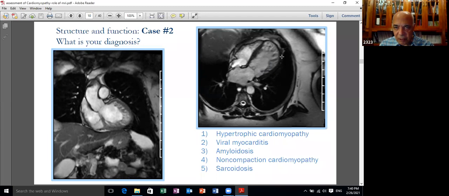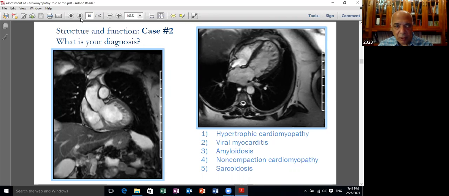Very prominent trabeculations. We know that non-compaction is nothing but a specific phenotype. It's not a cardiomyopathy by itself. It can be associated with so many cardiac conditions. It involves the free wall of the left ventricle essentially, usually spares the septum. The right ventricle may be involved to a lesser degree, as in this patient. So if you look into the questions, hypertrophic cardiomyopathy, myocarditis, amyloidosis, sarcoidosis, the correct answer is non-compaction.